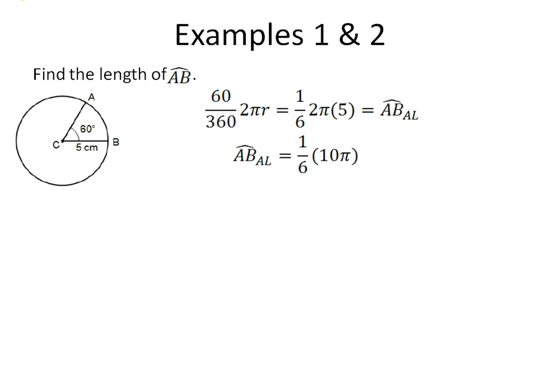Okay, so the arc length of arc AB is 1/6 of 10 pi. So we multiply that out. That gives us that the arc length of arc AB is approximately 5.24 centimeters.